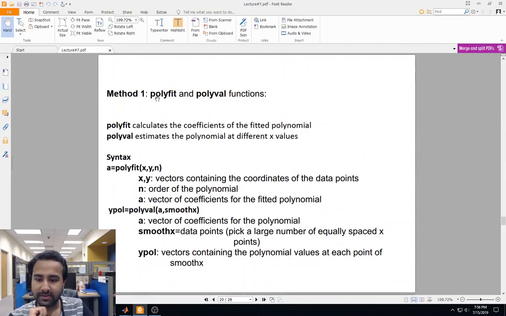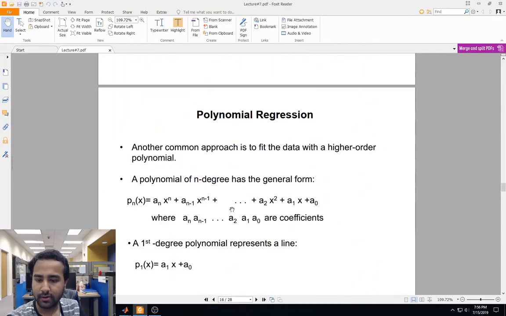So if you want to use the first method, which is the functions, the 2 functions you're going to need to know are polyfit and polyval. Polyfit calculates the coefficients of a fitted polynomial for you, and polyval actually takes these coefficients and evaluates it for a given range of x values. So here's how you use polyfit. You give it the x and y vectors that have the data points you want to do regression on. Then you state n, which is the order of the polynomial you want to try, and a is going to be the vector of coefficients for your polynomial. So the vector of coefficients is going to be based off what value of n you picked. It's going to tell you what your a_n, down to a2, a1, a0, and so forth are.